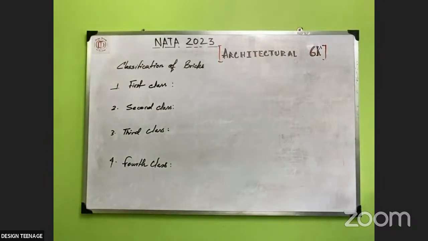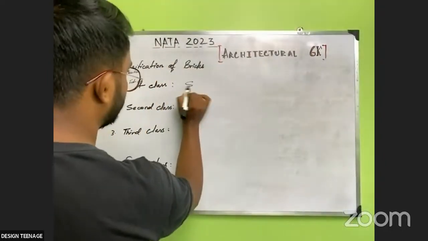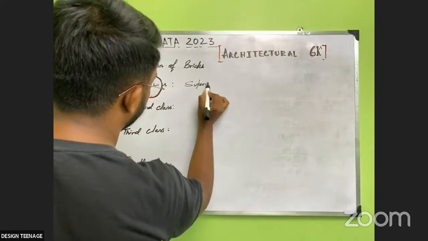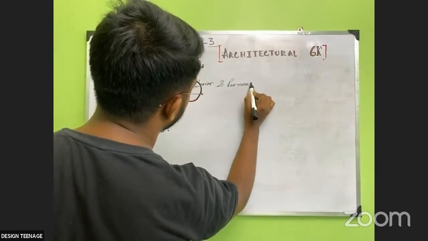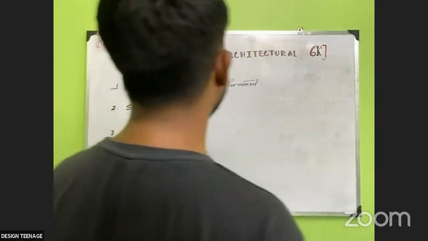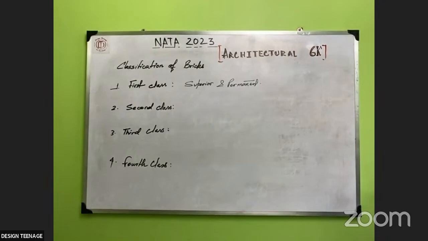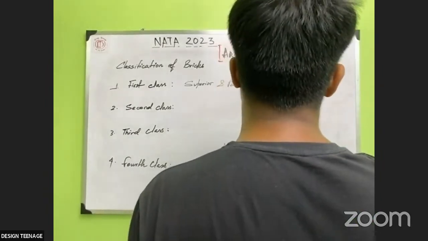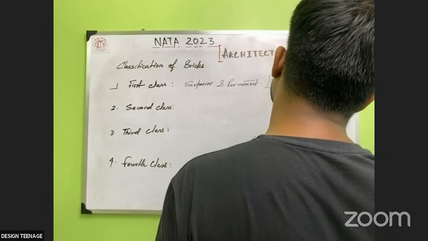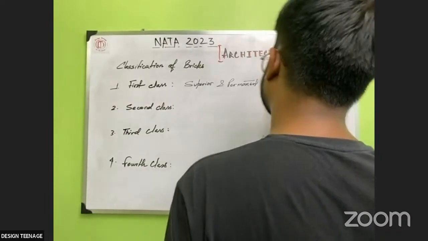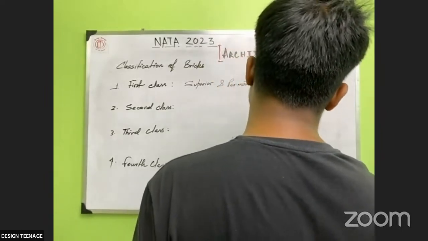So first class bricks are table molded and standard type, and they are burnt in kilns. These bricks are used for superior work and permanent nature. So usage of this is superior and permanent. Next one, second class bricks. They are ground molded. First one I must write down over here: this is table molded. This one is ground molded.